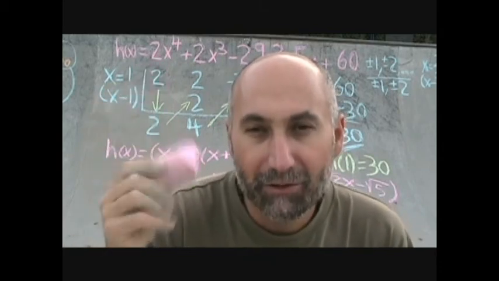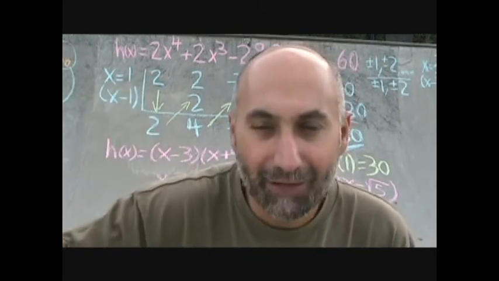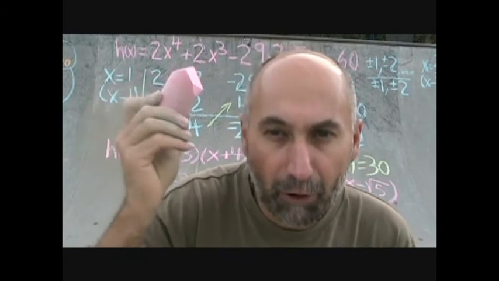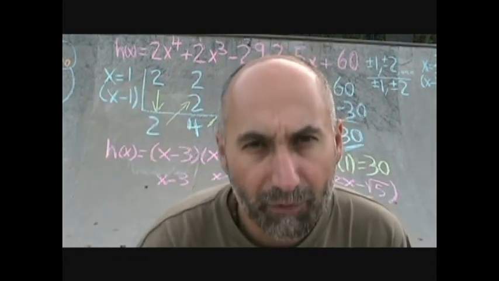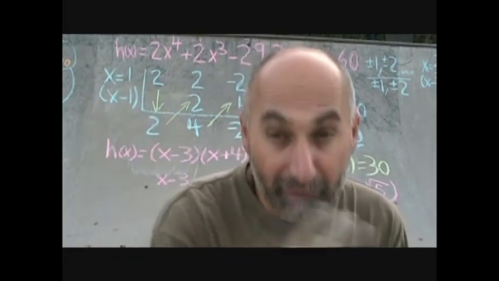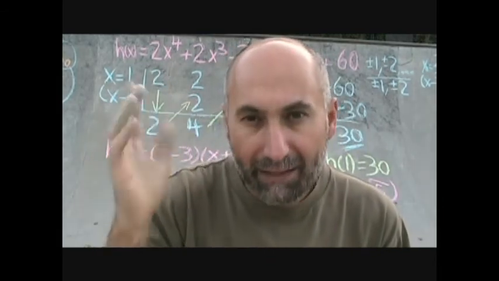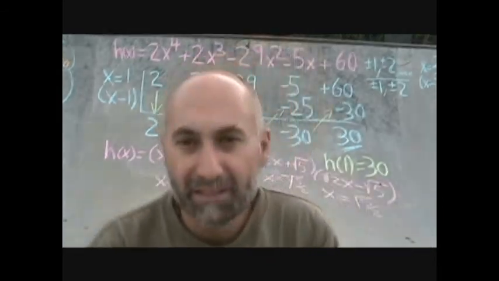So just a pointer for the next stuff coming up. The highest power in any polynomial decides the maximum number of x-intercepts you can have. You can have less than that, but that's the maximum number you can have. Okay. Hopefully this made sense.